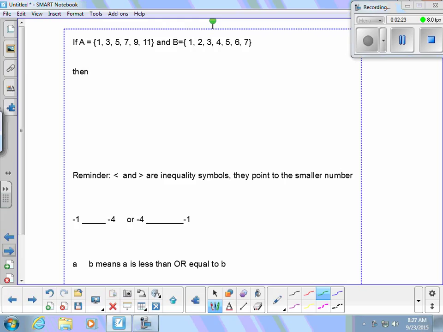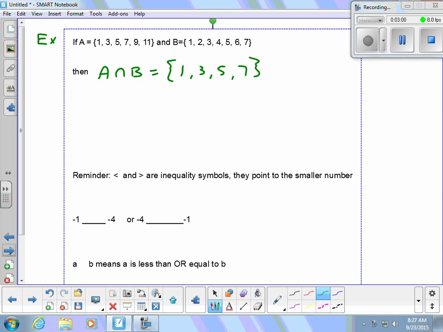So we can look at an example here. If A is equal to the set of 1, 3, 5, 7, 9, 11, and B is equal to the set of 1, 2, 3, 4, 5, 6, 7, then A intersect B will be which set of numbers? It'll be the set of numbers that they have in common. So that will be just 1, 3, 5, and 7. And we're using the roster method here, where we list all of the elements of the set.